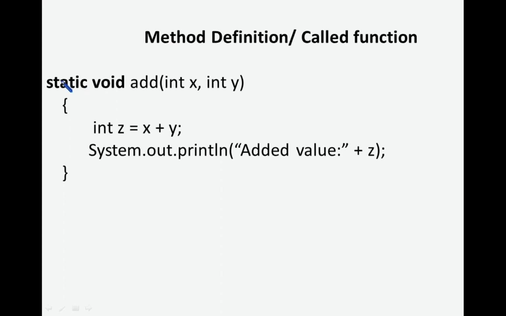So see this example. Static is a keyword. This add is not going to return anything, which is indicated by the keyword void. The method name is add here. We are passing two arguments. Now we are going to find the addition value by simply x plus y statement. Then we are going to print the value with the help of println method.